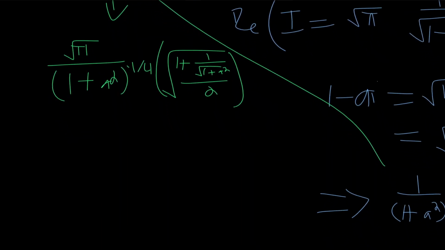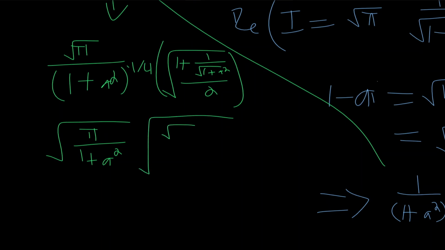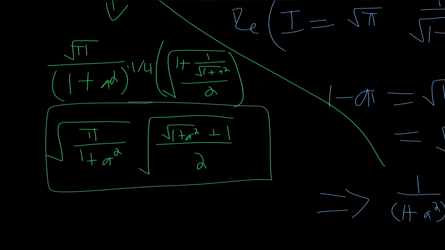If we multiply the top and bottom by 1 plus a squared to the 1/4, we can simplify the outside to just the square root of pi over 1 plus a squared, and then on the inside we just have to multiply by the square root of 1 plus a squared. So we have a big square root of the square root of 1 plus a squared, plus 1, divided by 2. And that right there is, in fact, our answer.